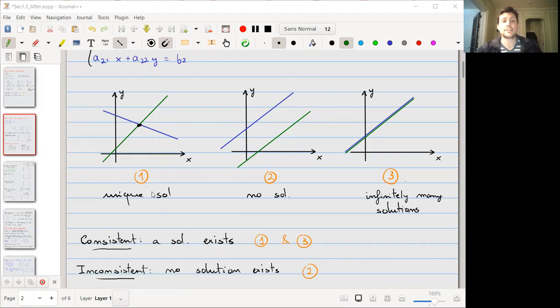We will say that whenever a solution exists to a linear system, scenarios 1 and 3, the system is consistent. And we will call it inconsistent if there are no solutions, like in scenario 2.